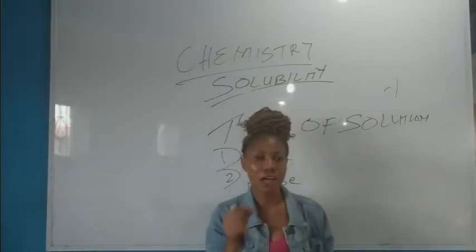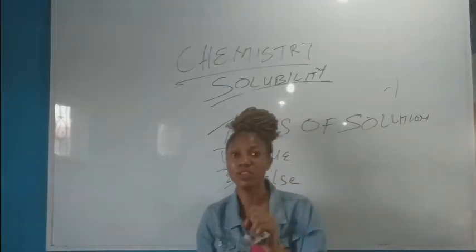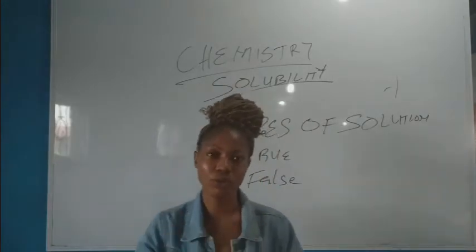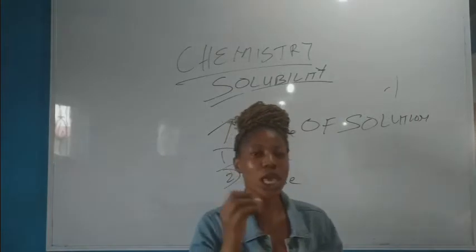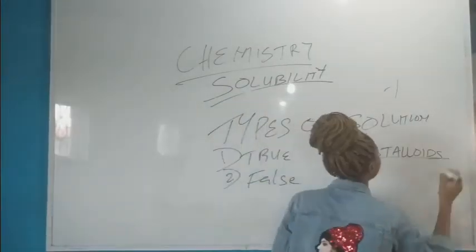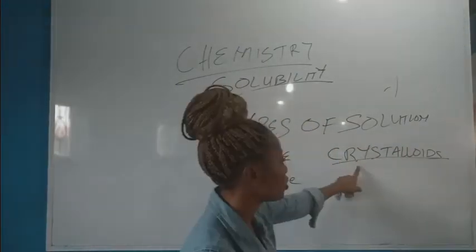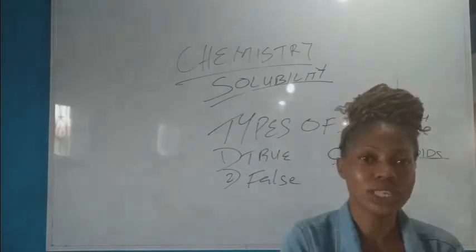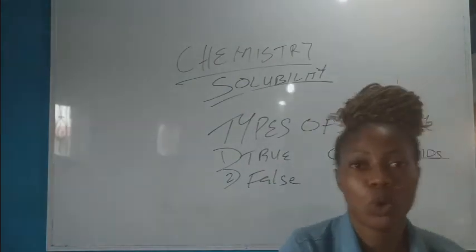True solutions have particles, but the particles are very small. They cannot be seen with our naked eyes unless with the use of a microscope. These small particles in true solution are called crystalloids. They are very small and are not visible to our naked eye.